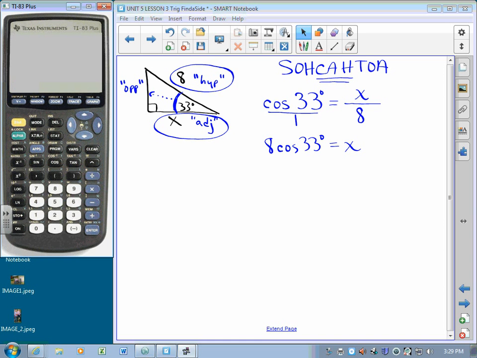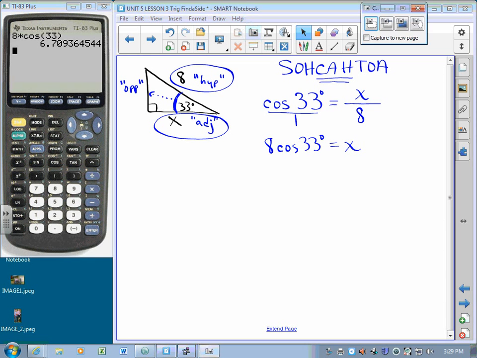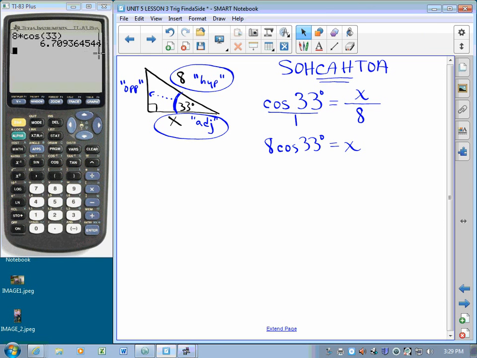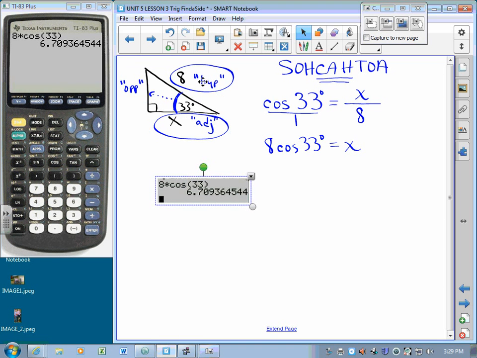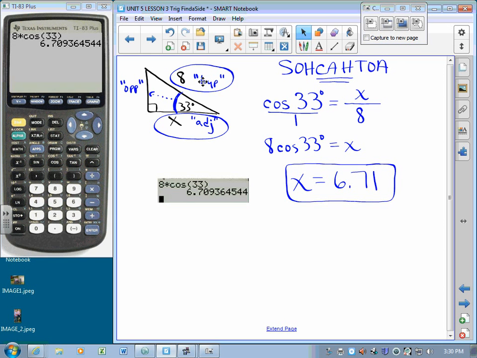How do I do this? 8 times the cosine of 33. There it is. And I write that down to whatever I was told to write that down to. Let's say we were supposed to write it to the nearest hundredth. Then x is 6.71. And you can find any side of any right triangle if you know one acute angle and one other side.